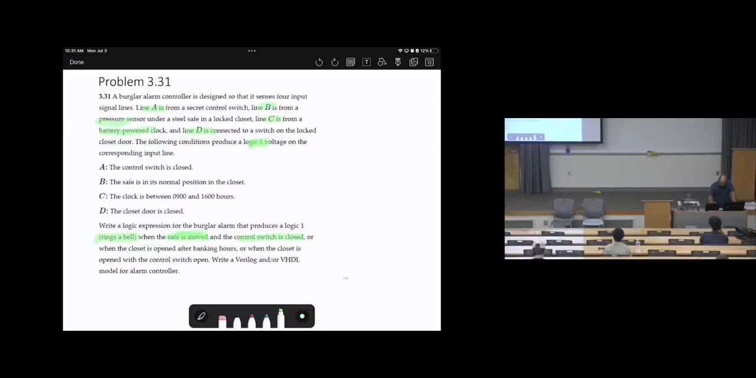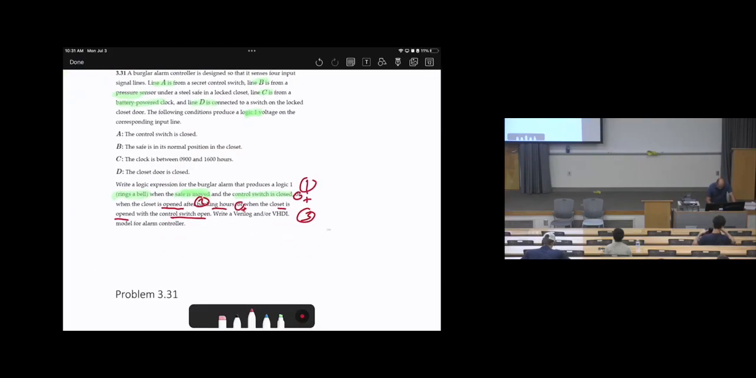So the first condition: safe is moved and the control switch is closed. The second condition, or, which means there is a plus: when the closet is open after bank hours. Then or, there is a plus. Third condition: when the closet is open with the control switch open. So we have 3 conditions that will turn on the alarm. Our target is to make the bell ring, so F is the bell ringing.